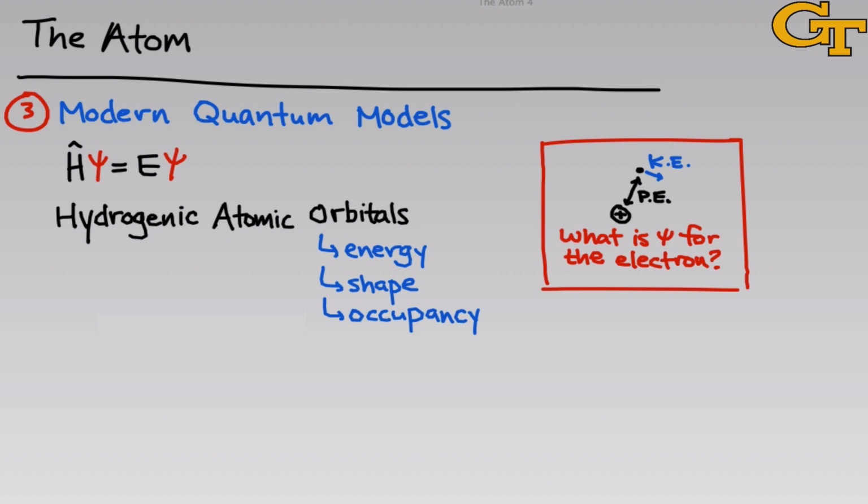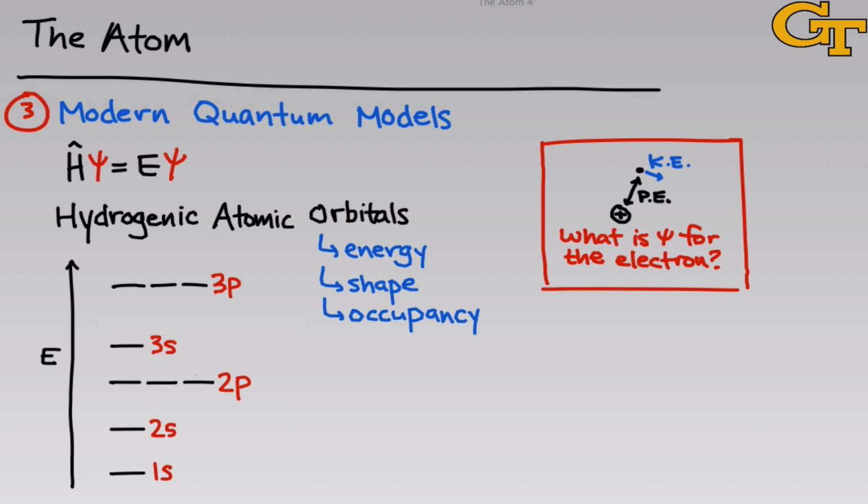So just as a quick reminder, orbitals have three key properties: energy, shape, and occupancy. And the set of hydrogenic atomic orbitals in general looks something like this. So at the very bottom we have what's called the 1s orbital. The 1 is the value of n, what's called the principal quantum number. This is the n that we've seen over and over again. That's 1, 2, 3, 4, 5. It's directly related to the energy of the orbital.